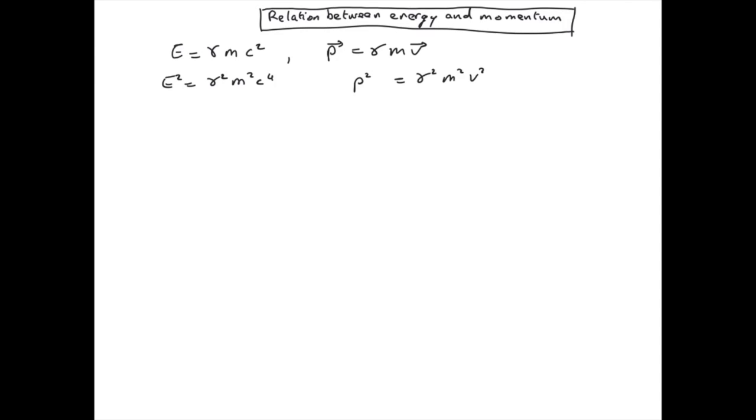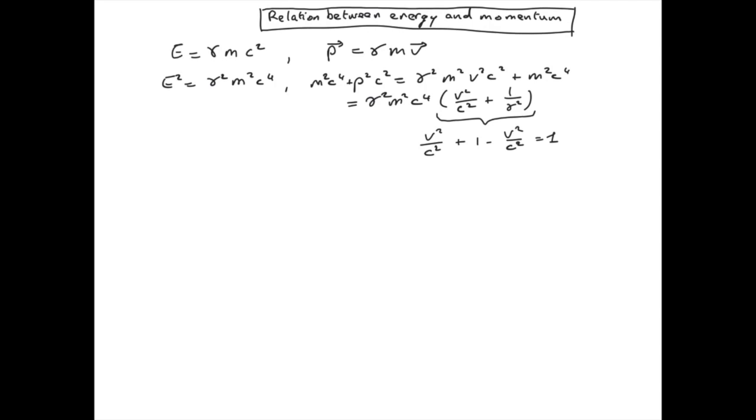For the equation for the momentum, we multiply by c squared and we add on both sides m squared c^4. Factorizing gamma squared m squared c^4 on the right hand side, we can write. We now show that the term between the brackets is just 1. So both equations are equal to gamma squared m squared c^4. Therefore we can write that E squared equals m squared c^4 plus p squared c squared.